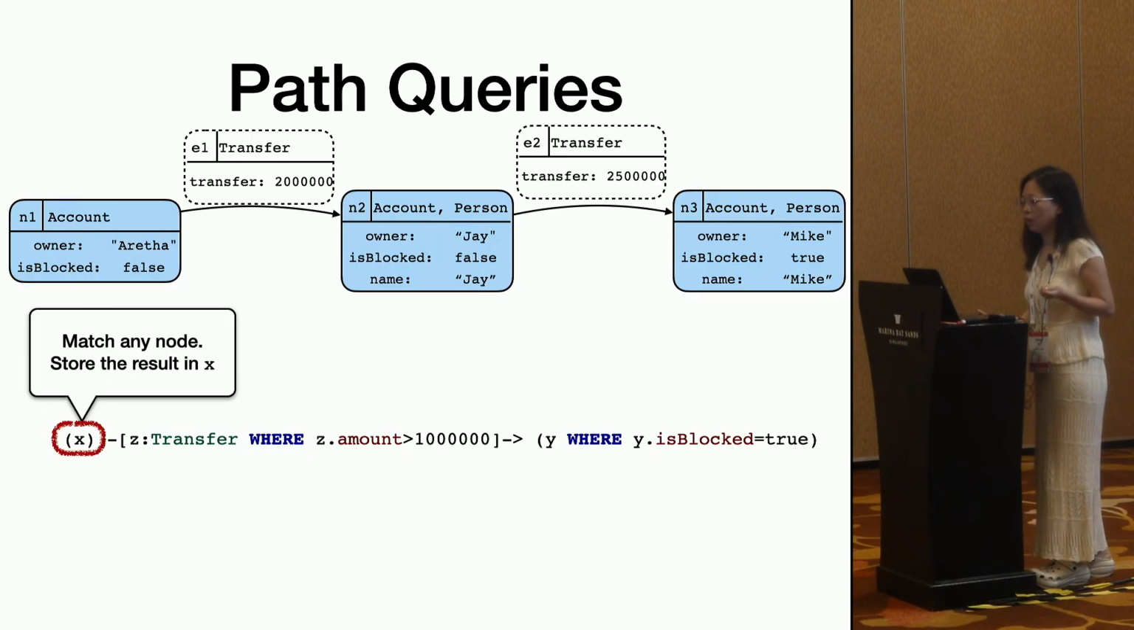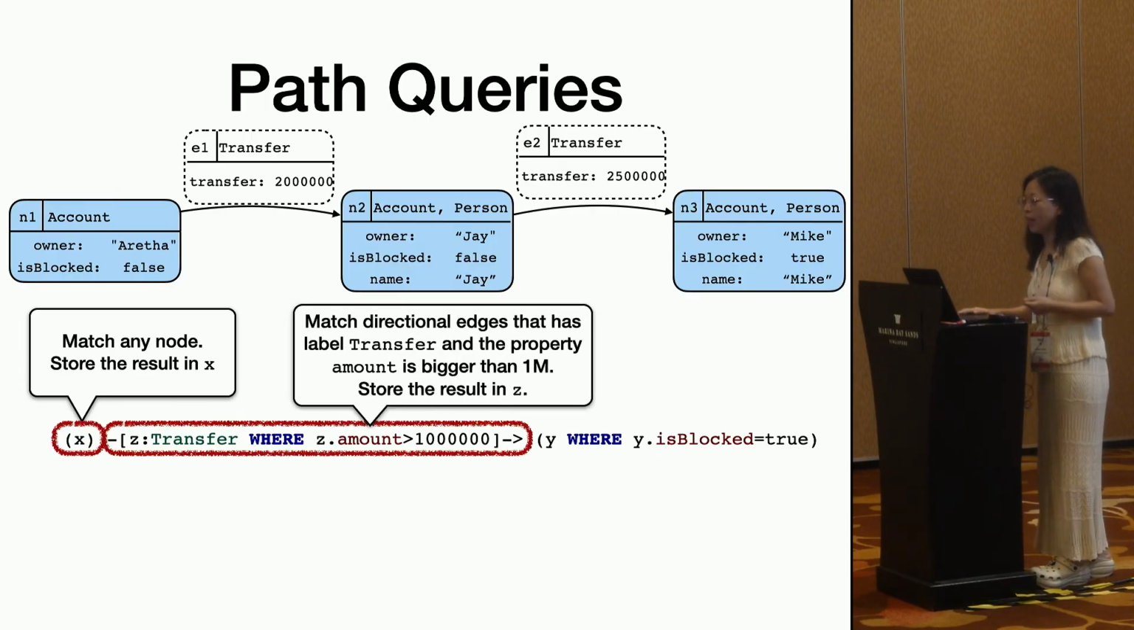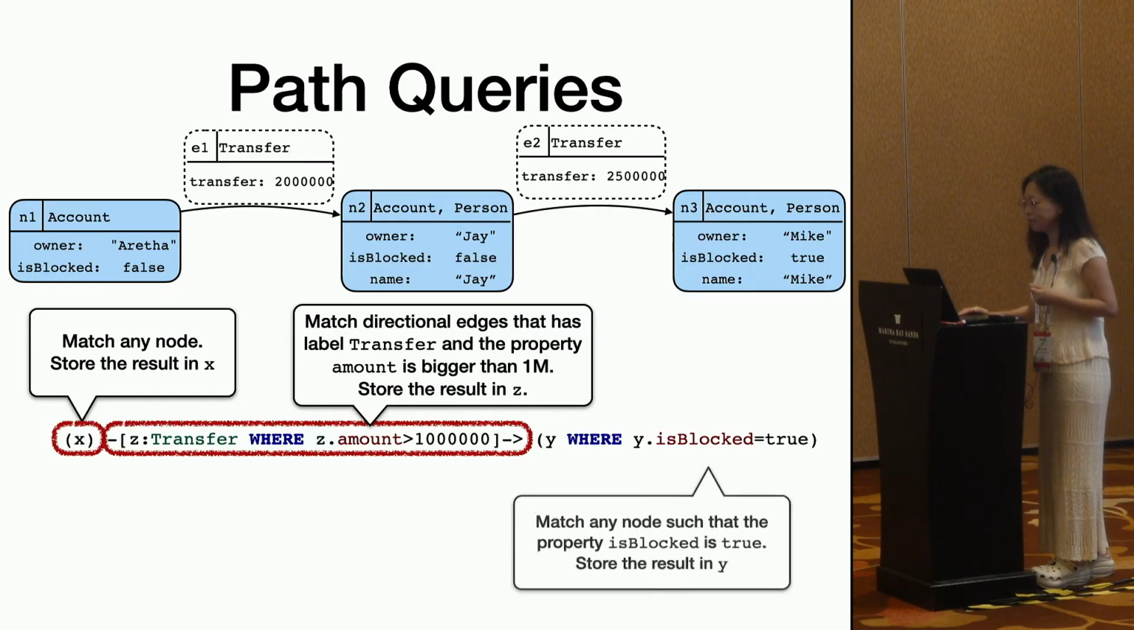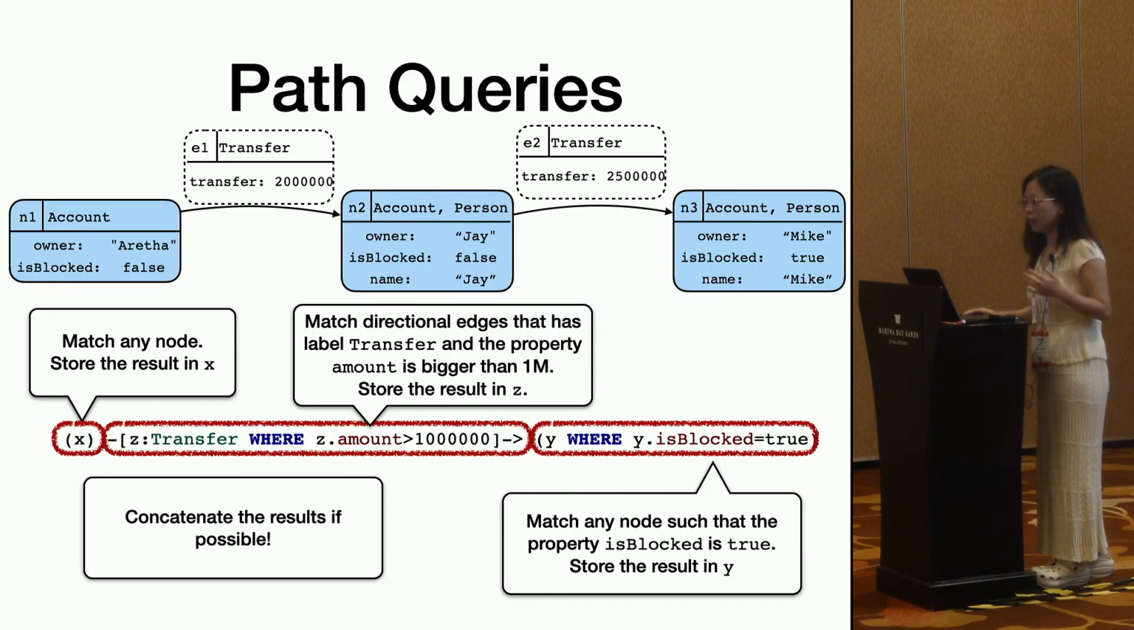So you are saying we want to match all the nodes and store the results in X, that is connected with an edge, store the resulting Z, that has an edge which has a label transfer, and also the property amount is bigger than 1 million. And the edge points to another node, such that the property is blocked is true, and store the result in variable Y. So you just match. Then you could concatenate each of these components and get the possible results.